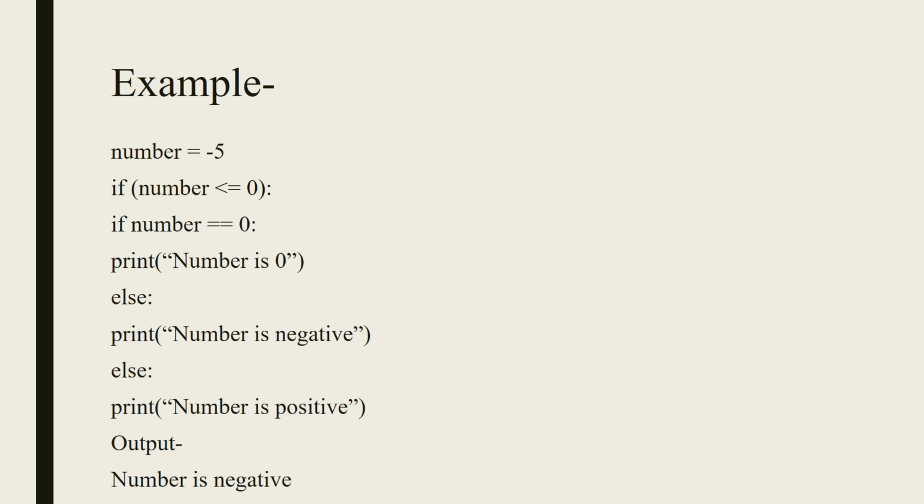If it meets this criteria, it goes into the nested if to check if the number equals to 0. If it equals to 0, then we'll get the output as number is 0, or else we get the number is negative. If it doesn't meet any of the criteria above, it will go to the final else statement, that is the number is positive. Since number is -5 and -5 is a negative number, we get the output as number is negative.